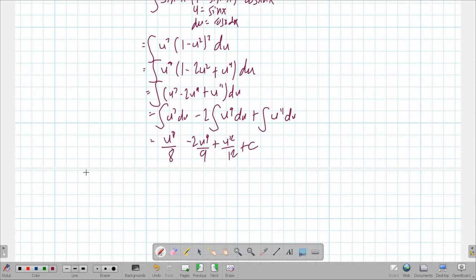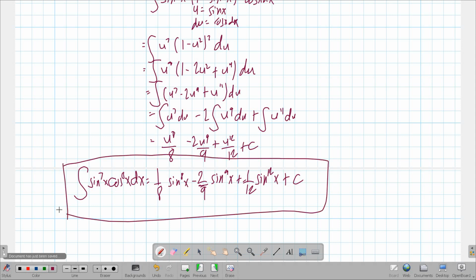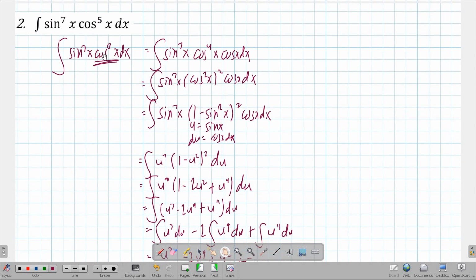Hence, the integral of sine raised to 7x cosine raised to 5x dx is equal to 1 over 8 sine to the 8x minus 2 over 9 sine to the 9x plus 1 over 12 sine to the 12x plus c. So for odd powers, more or less what we need to do is to make sure that we get just one from one odd power, just one of that specific function, then convert the rest to its derivative.